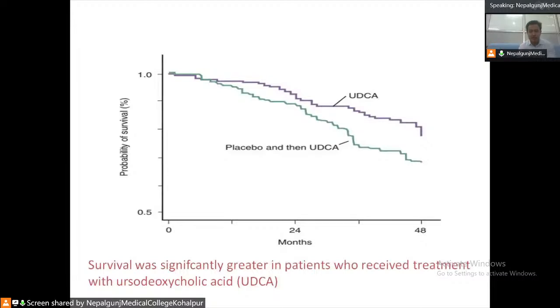This is a chart at 48 months, after 4 years. One group of patients is given placebo, and the other group is given UDCA. The patients on UDCA have a survival benefit compared to those who only had placebo. So if you diagnose PBC, you have to give UDCA, and UDCA prolongs survival and is also helpful in decreasing the symptoms and complications. So UDCA is the drug with survival benefit.